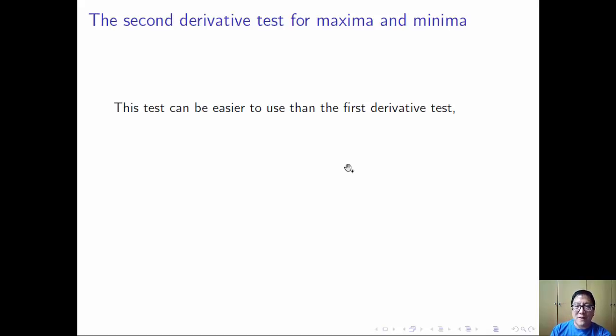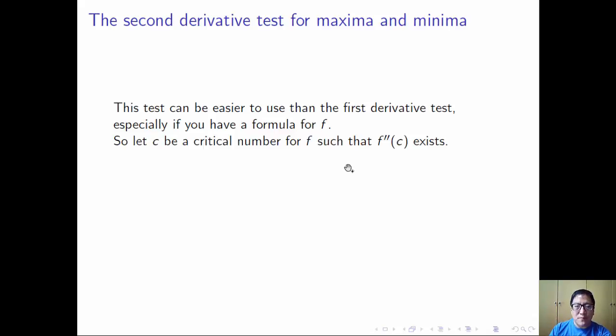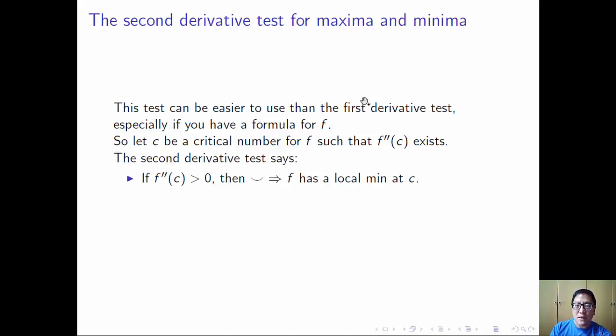Just to go over a few more aspects of that coming from the second derivative. We have the second derivative test for minima and maxima. This test can be easier to use than the first derivative test, especially if you have a formula for f. You just have to solve an equation and plug something in. So let c be a critical number for f such that f double prime of c exists. Then the second derivative test says one of three things.